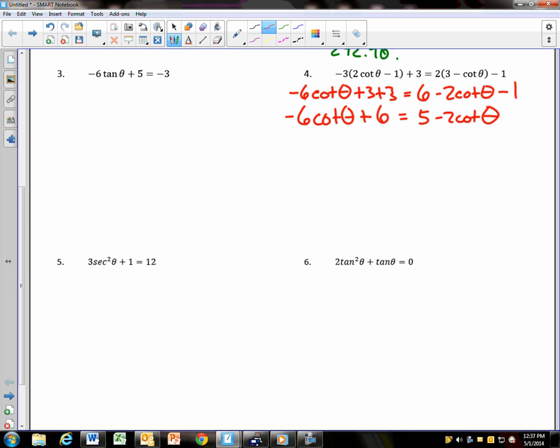So your cotangents are just like x's. You just move them back and forth. So let's gather all our cotangents on which side? Yep. Okay. Sure, you can move them to the right. We'll add 6 cotangent over. We get 6 equals 5 plus 4 cotangent. Subtract your 5 and you get 1 equals 4 cotangent. So 1/4 equals cotangent of theta.